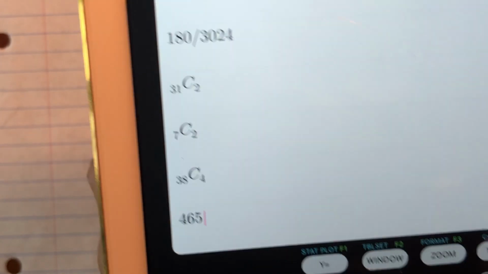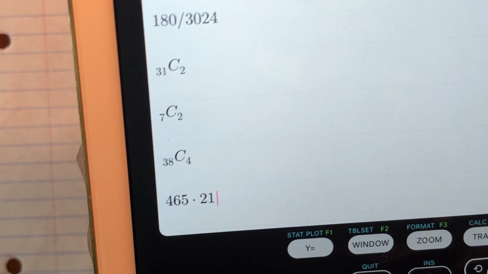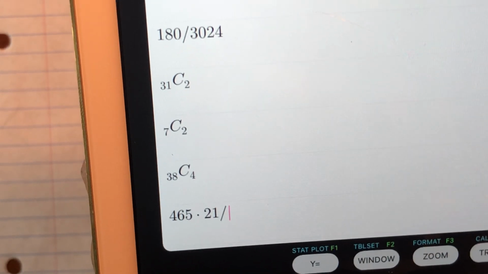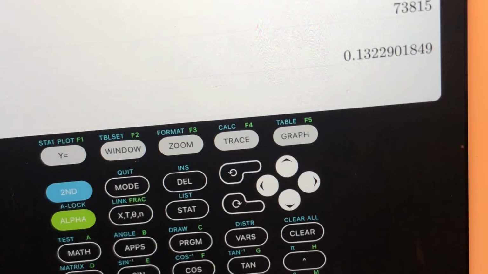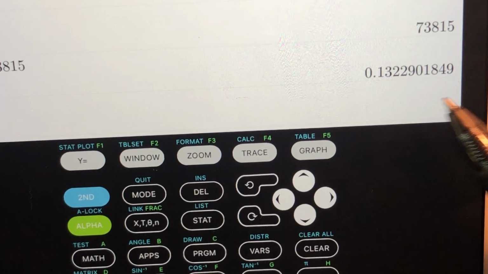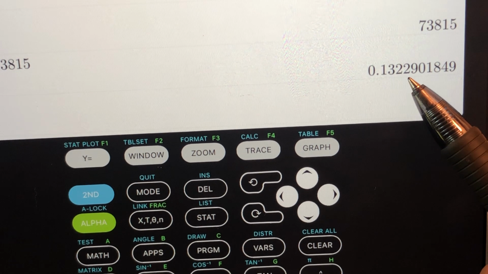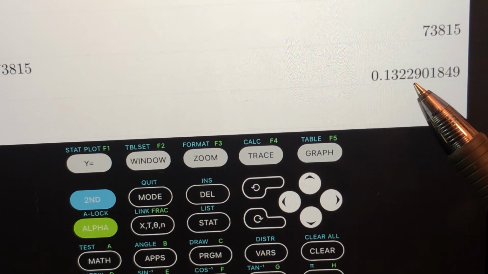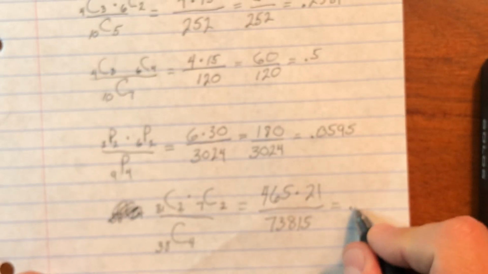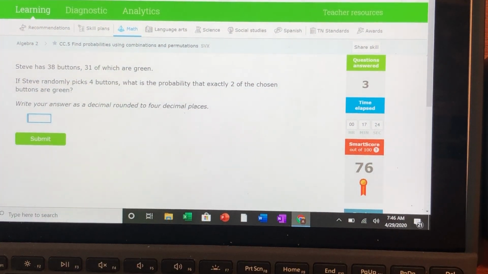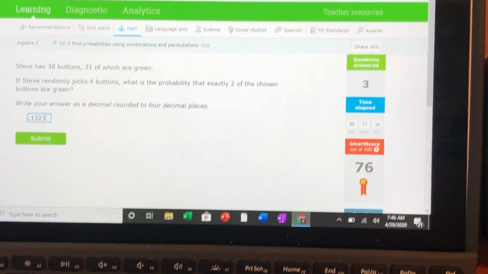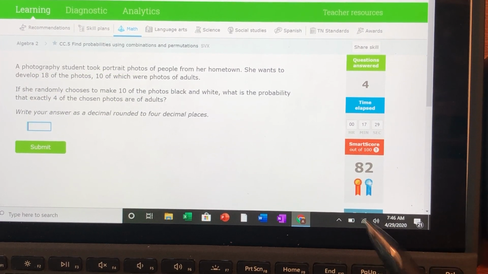So let's see, we're going to take 465 times 21, and we're going to divide all that by 73,815, and we get 0.13229. The 9 says we're going to round that 2 up to a 3. So 0.1323. And let's see how we did. And we got it. Okay, we're up to 80.